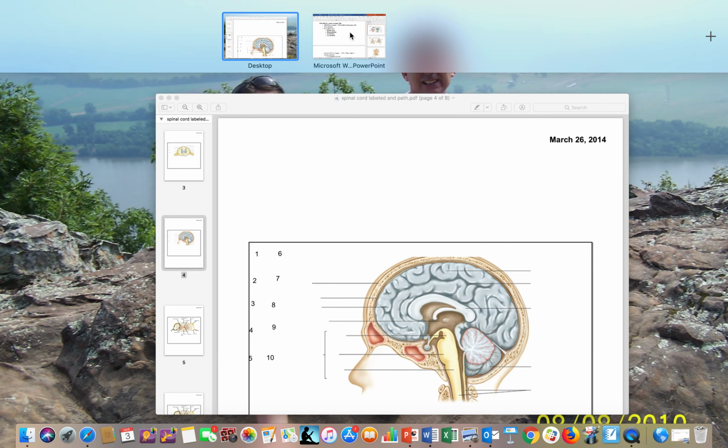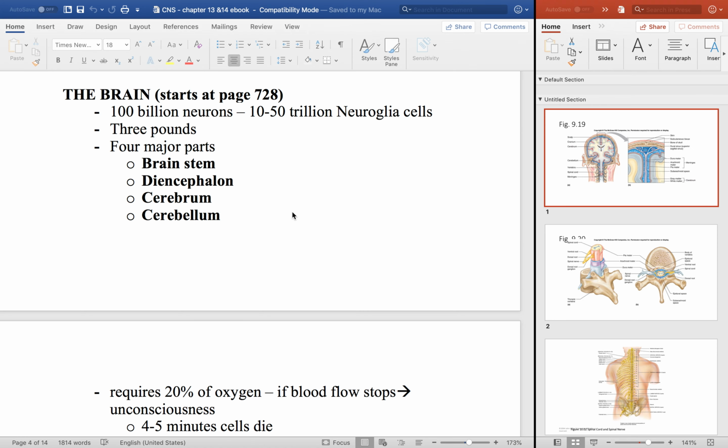Okay, guys, so now we're ready to start on the brain, and the brain has 100 billion neurons. That's a whole lot of neurons to store a whole lot of stuff and get that stuff where it needs to go. There's 10 to 50 trillion neuroglia cells. Remember, those are the cells that are supportive, that help fight infection, that create the blood-brain barrier, create myelin sheaths. It weighs about 3 pounds. Remember, that's not the whole skull, that's only the brain itself.